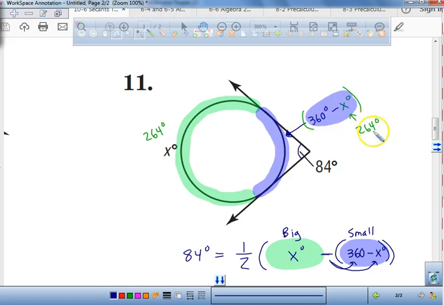360 minus 264. What? 96. Do those add up to 360? Yes, they do. So that's correct. Now, here's how you would do it normally.